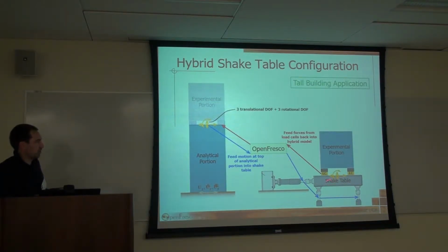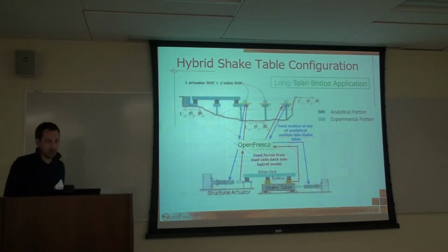We shake the shake table with our top portion, the experimental part that sits on the isolators. And we put load cells under it so that we can measure these interface forces. That's one way to do this accurately, actually putting load cells there. Another way would be to use an observer, and I'll go a little bit into that in one of the applications later. But preferably we want to put load cells there. We measure the forces and feed them back through OpenFresco in real time into our analytical model. So that's the tall building application.